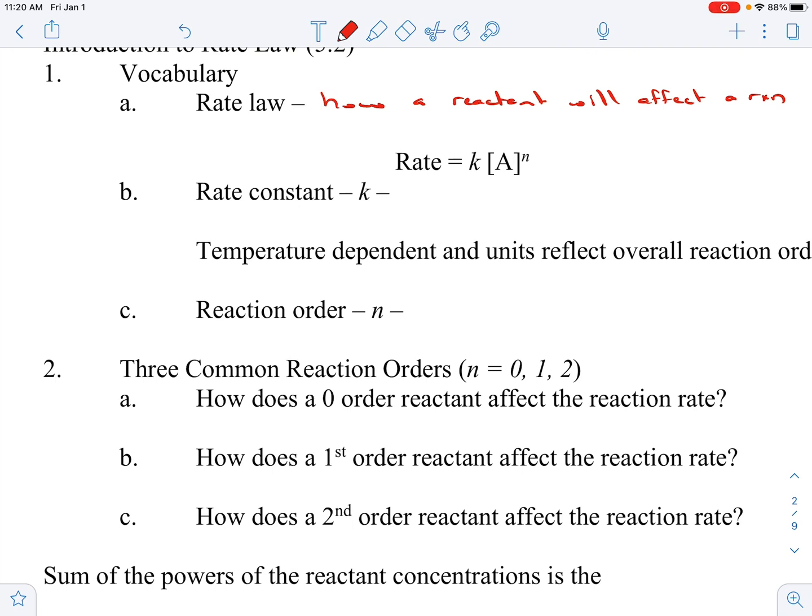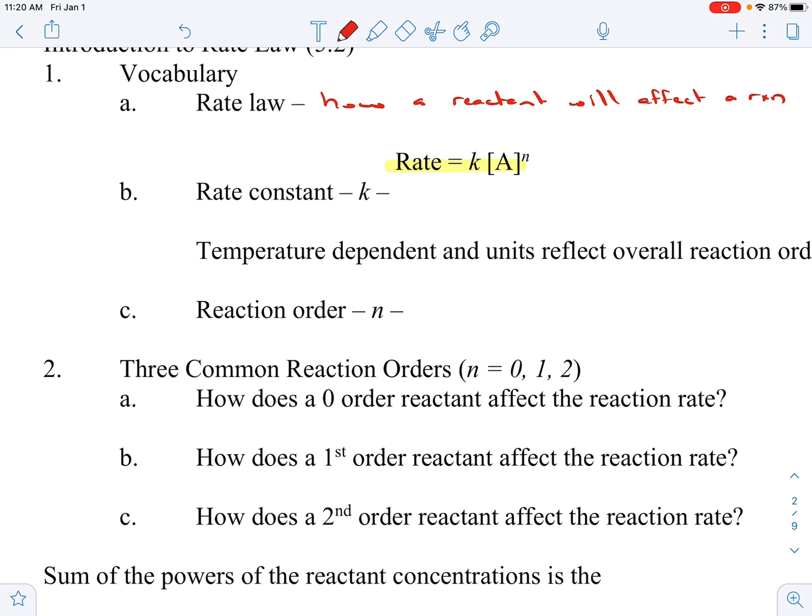So our generic rate law is right here. Rate equals k, and then the concentration of A raised to the n, and we're going to talk about each of those parts. So we already figured out how to calculate rate. That was our change in concentration over change in time, but sometimes that's not enough for us, right? And so we're going to talk about our rate constant.